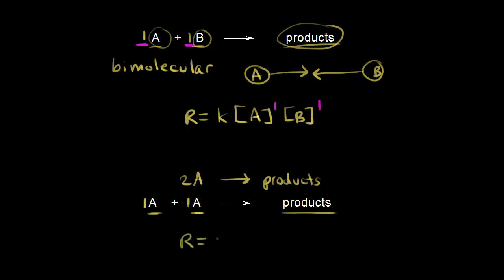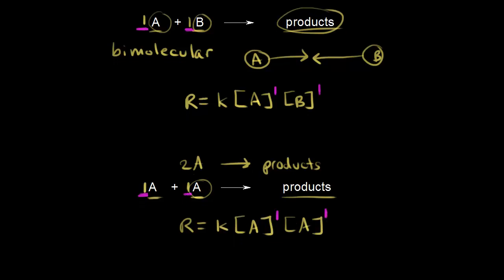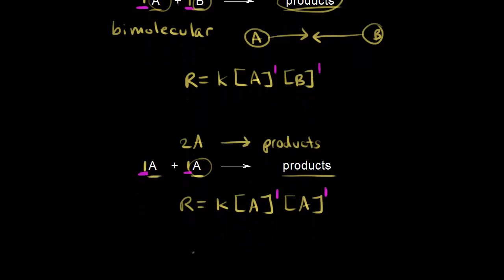The rate is equal to the rate constant K times the concentration of A, and we look at our coefficient here, which is a 1, so we make that to the first power, and then times the concentration of A again, and once again we look at our coefficient and we turn that into our exponent. And so this would just be the rate is equal to the rate constant K times the concentration of A, and this would be to the second power, right? A to the first times A to the first is equal to A squared.